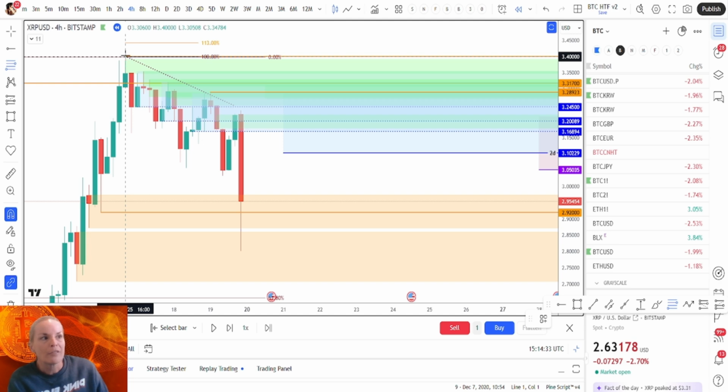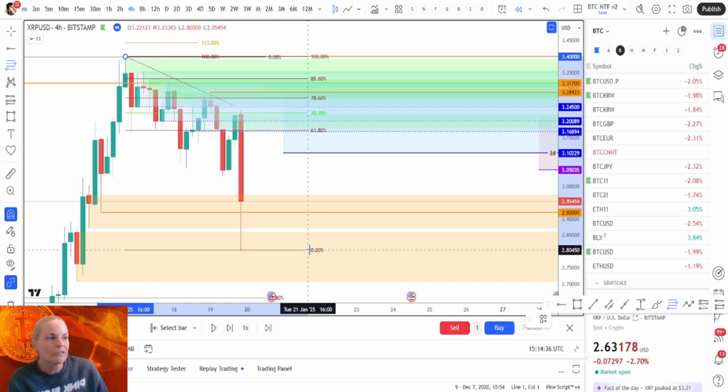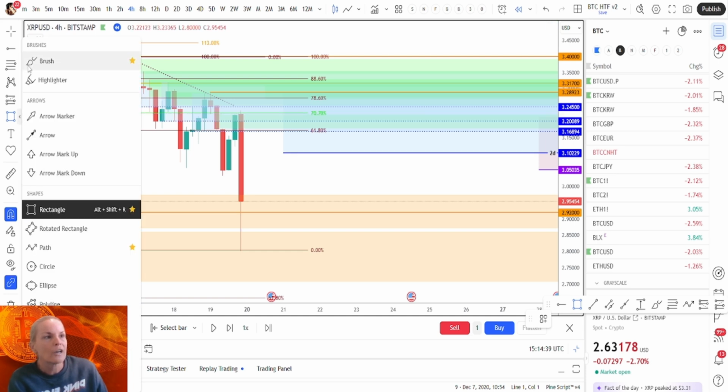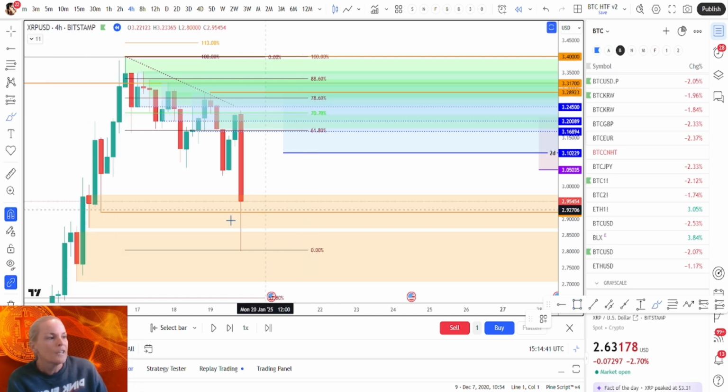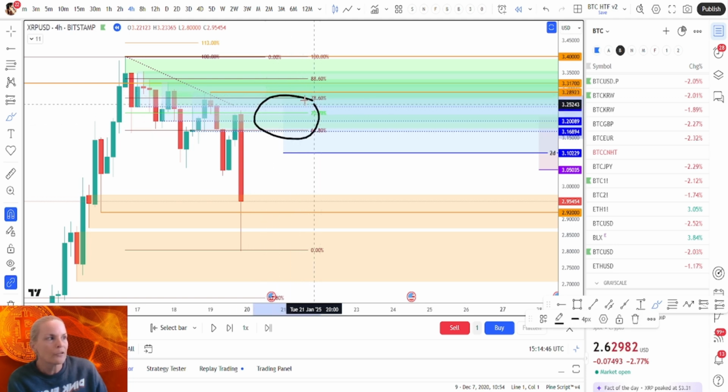So if you had the fib entry as one of the examples I've given, just see how these play out. Like I say, I haven't done this in advance, so I don't know. If this is your fib retest, you could enter purely on the fibs just in this area here, a little bit higher, from the 61 to the 78, stop above the high. So that is a viable trade.